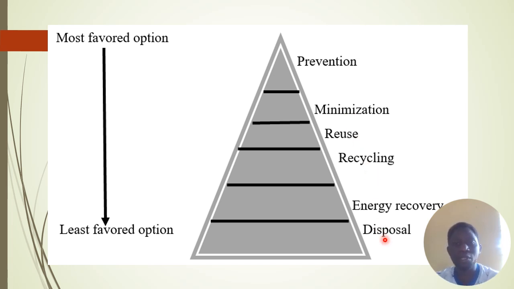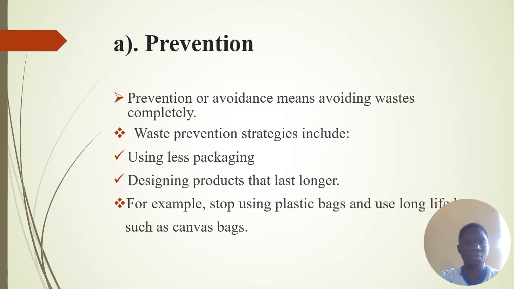The first is prevention. The second is minimization, what we also call reduce. The third is reuse. The fourth is recycling. The fifth is energy recovery. The last, number 6, is disposal. And then after getting these 6 steps of waste management, we are going to get the meaning of each step.